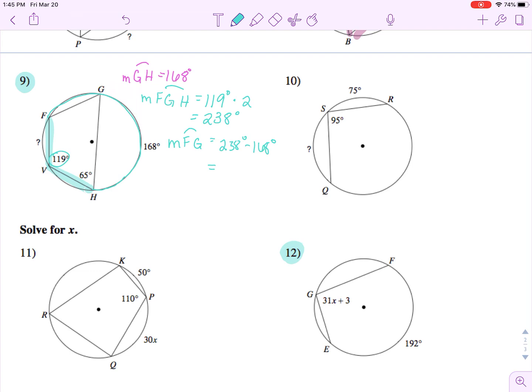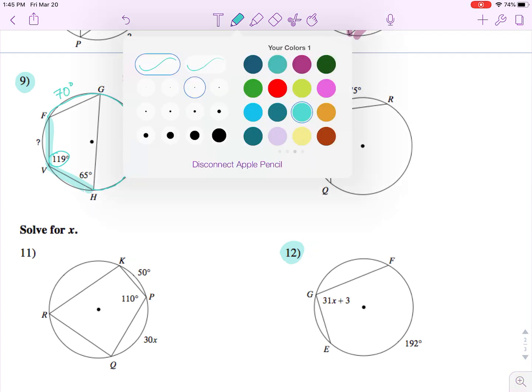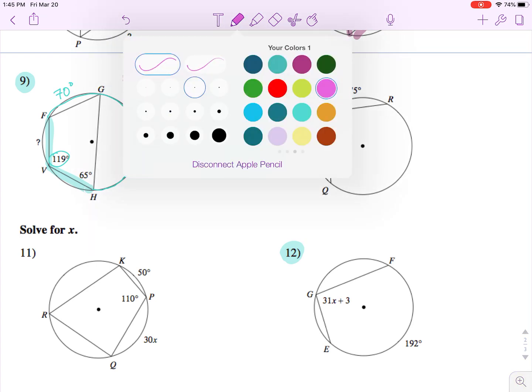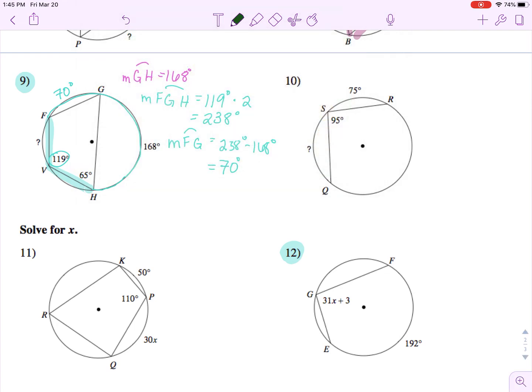And I did move kind of quickly on this problem, so I'm going to give you just a minute. All right, so you should get 70 degrees. So let's go ahead and label that. I'm going to go in with a different color now. Let's choose green. Okay. That still does not help me find the measure. I mean, that will help me find the measure of arc FV, but that's our goal. We're trying to get there.